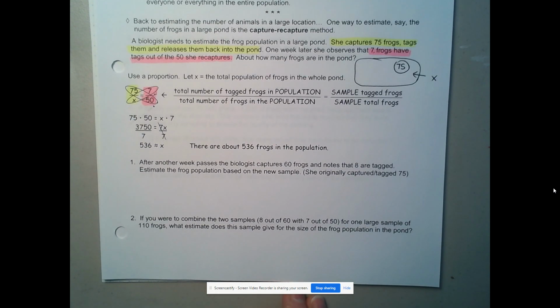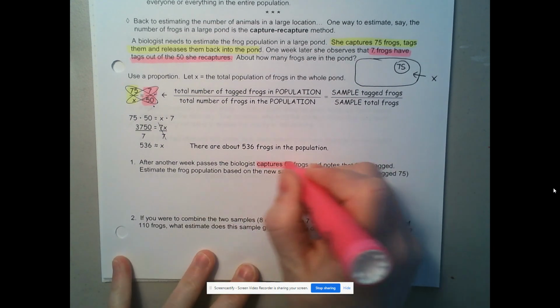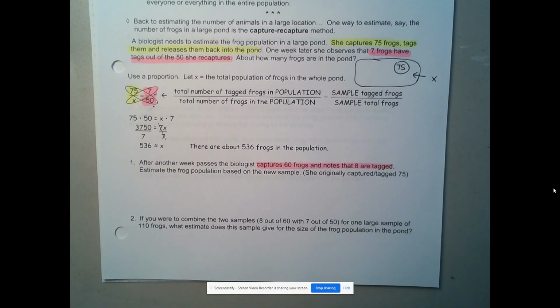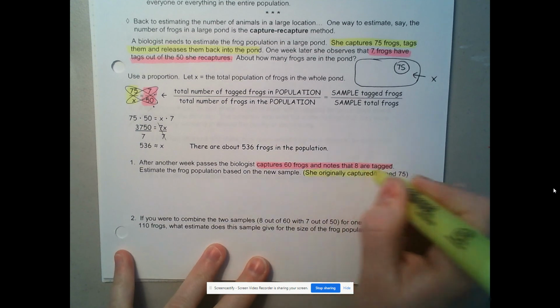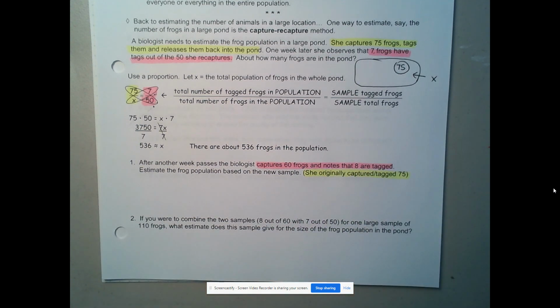After another week passes, the biologist captures 60 frogs and notes that 8 are tagged. Estimate the frog population based on the new sample. Remember, she originally captured and tagged 75. So we do this in a short amount of time, so we really aren't taking into account frogs dying and frogs being born. So we're assuming that because the time frame is pretty small, that we don't have a lot of that kind of change.